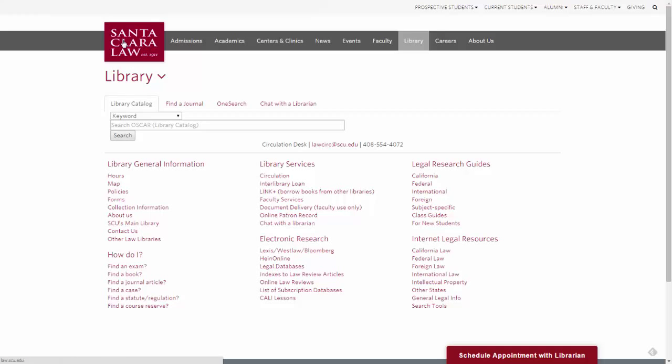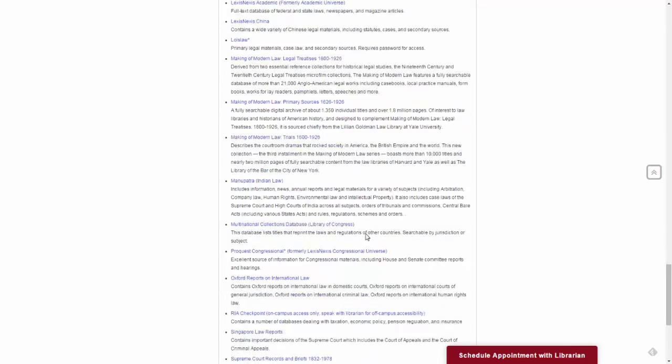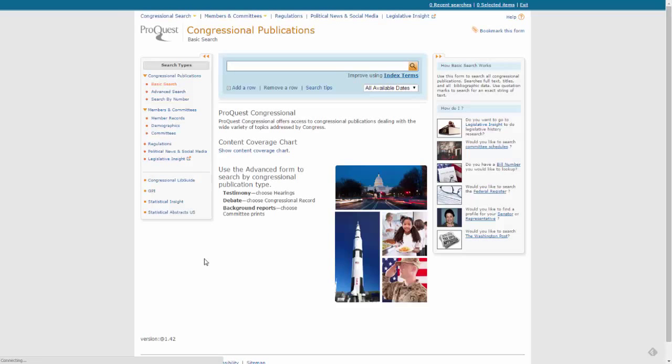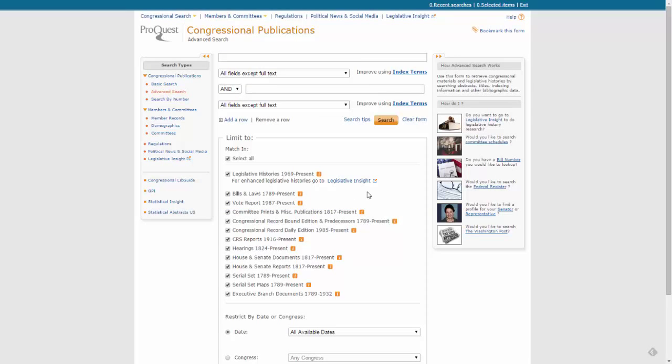And so if we go to the Law Library's main page here, click on Legal Databases, and this is an alphabetized list. We scroll down to ProQuest Congressional. Notice I have three options here. I can do a basic search, an advanced search, where I can specify the fields that I would like to search within, and also the document types. So if I want to locate only CRS reports, I can select only CRS reports. If I only want to locate committee prints and publications, or House and Senate reports, I can select those.